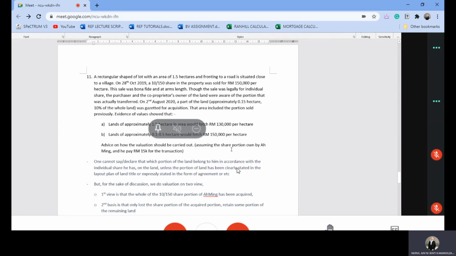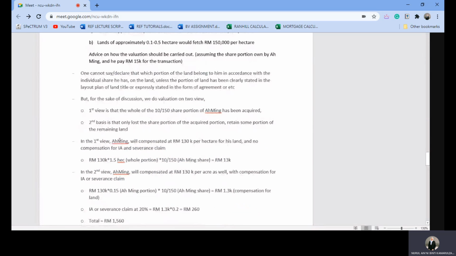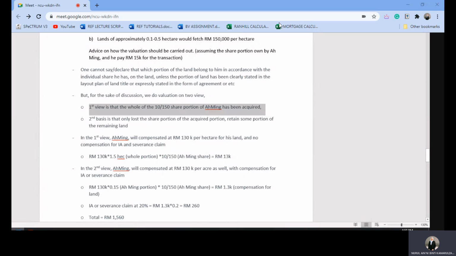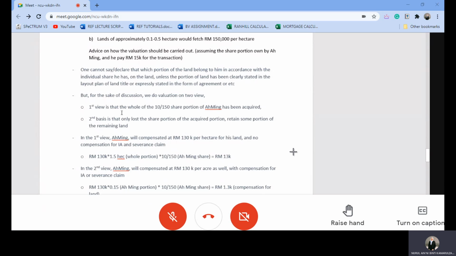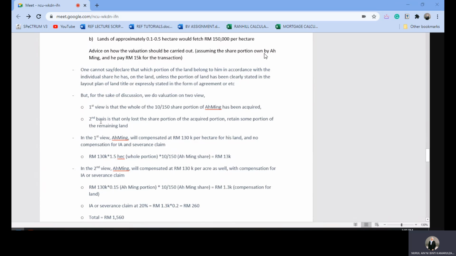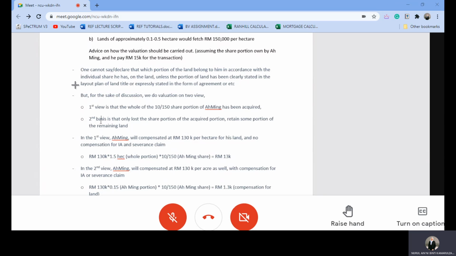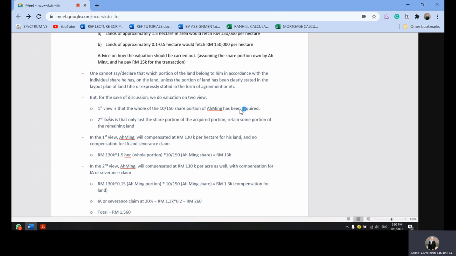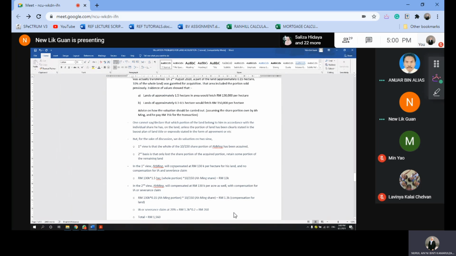Okay. So for the sake of discussion, we do variation on two views. One is according to what the question says, which is the portion acquired includes Ameng's portion, so Ameng's portion is fully acquired. The second basis is that he only loses the share portion of the acquired portion. So these are my two views for this question. In the first view, because Ameng no longer holds his land anymore, he will not be compensated for the injurious affection and severance claim, but only compensated at the market value.